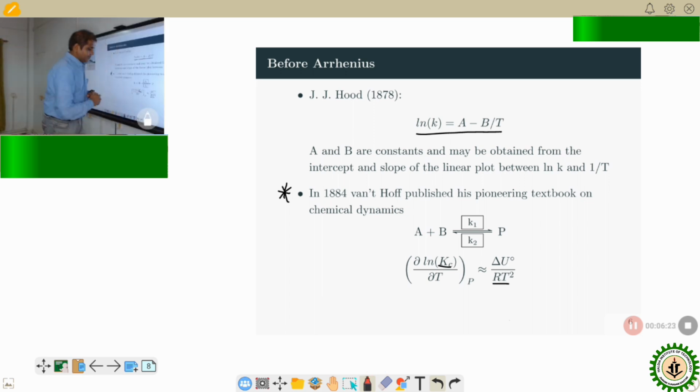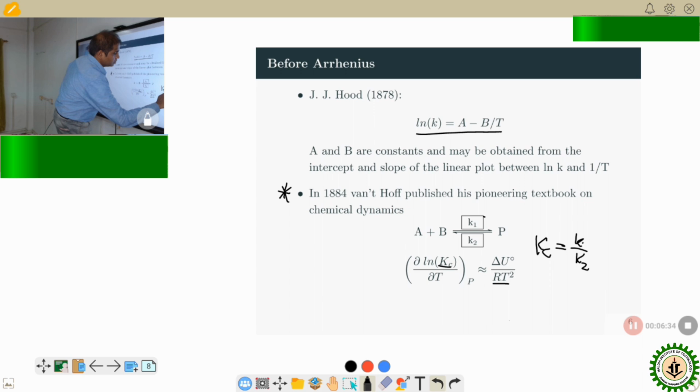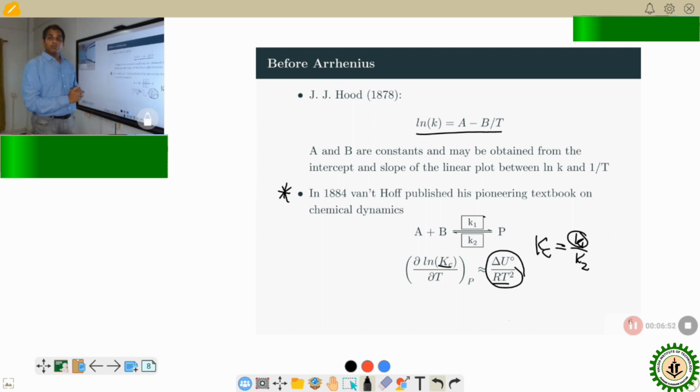Now this Kc in this equation is the equilibrium constant, and we can write that Kc is basically K1 divided by K2. So what is K1 and what is K2? K1 is the forward rate constant and K2 is the backward rate constant. That means a chemical reaction is connected with the thermodynamic parameters through the definition of another parameter, in this case, the equilibrium constant. We'll see a little bit more later.